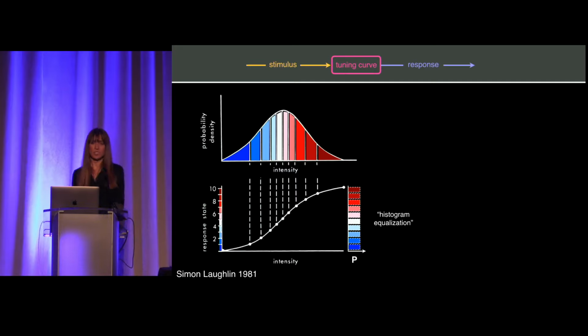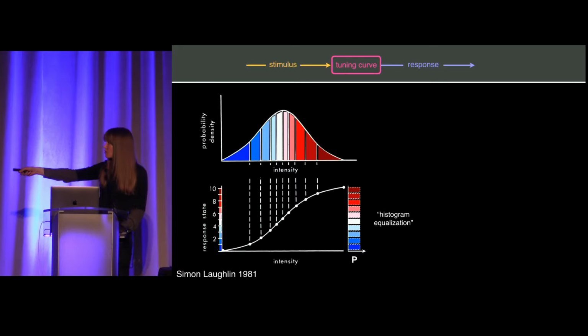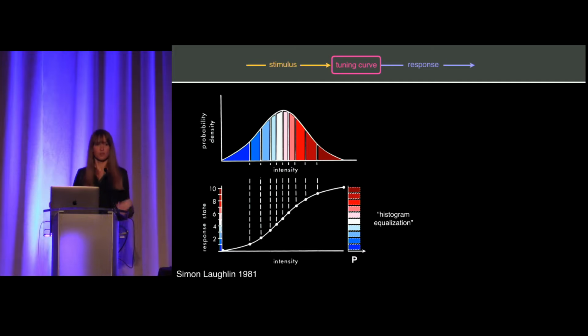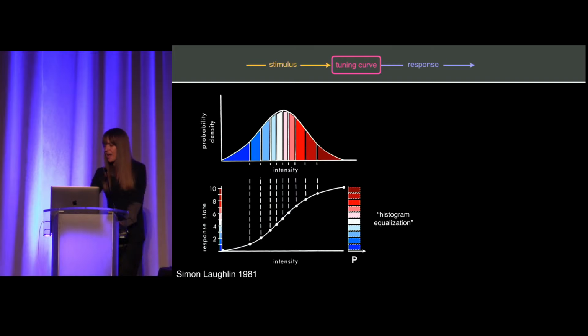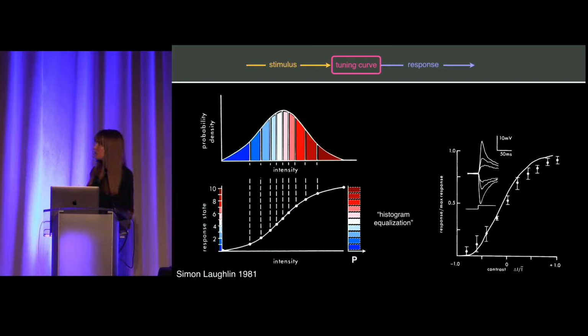So Laughlin used these ideas to derive the optimal tuning curve here for maximizing entropy about this particular input distribution that he measured in the natural world. And then he compared this to the responses of these blowfly neurons. And he found a pretty nice match. Right? So this was one of the first empirical tests of the efficient coding hypothesis. Since that time, people have gone on to use these ideas to understand a range of different tuning properties, which we'll get into in a moment.